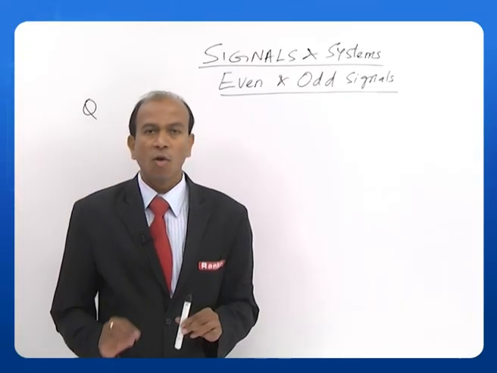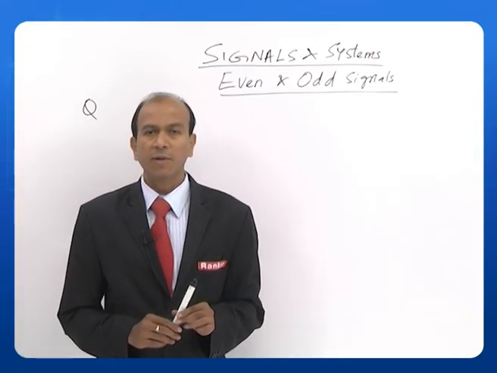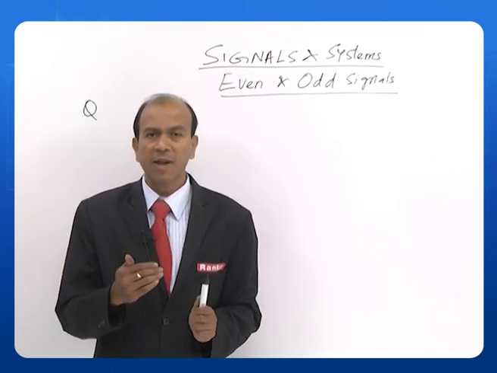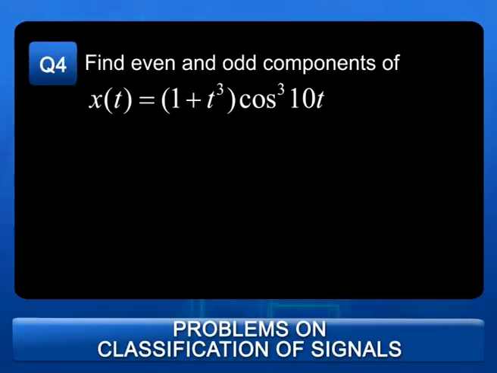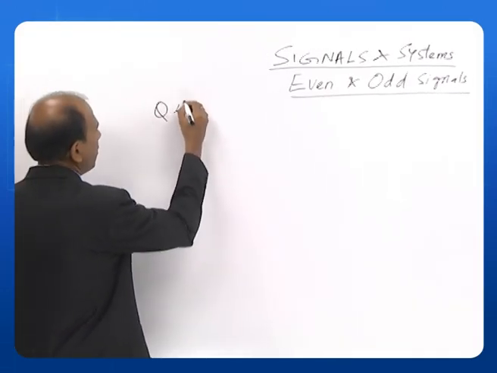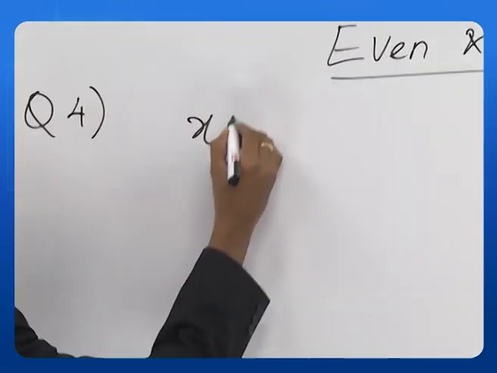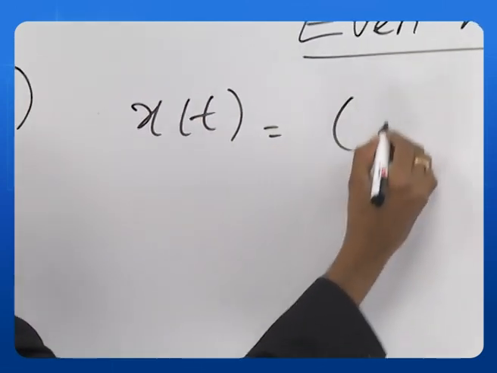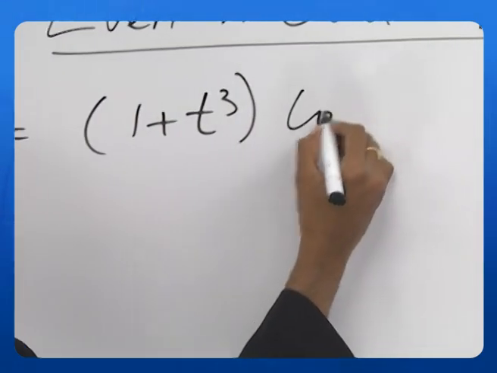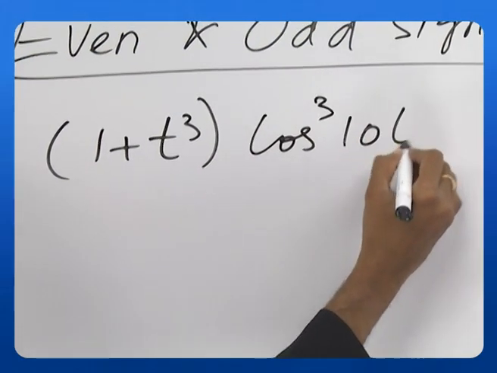Now, we will look at the fourth problem, where we will try to calculate again the even and odd components. All these problems will help us in finding solution to any given problem. So, x of t we are talking about is 1 plus t cube multiplied by a cos function. We will look at that now and then we will solve that problem. Now, this is question number 4. x of t is given as 1 plus t cube cos cube 10t.